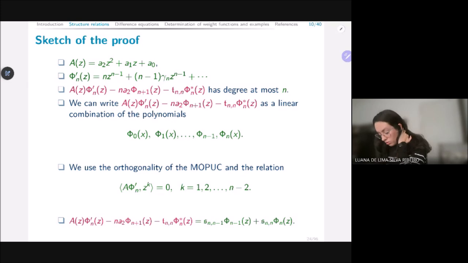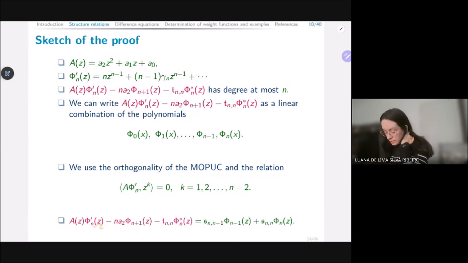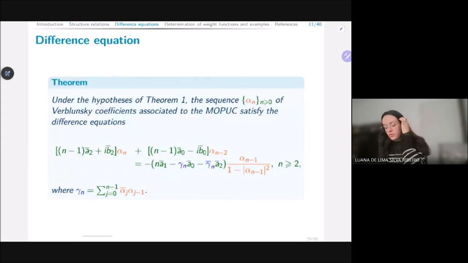Okay, so now the second part that we will discuss, the difference equation, follows exactly from this structure relation when we take z equal to 0. Here, here, here, and also here. And when we use the explicit values that I mentioned before of these coefficients, this provides this difference equation for the sequence of Verblunsky coefficients.